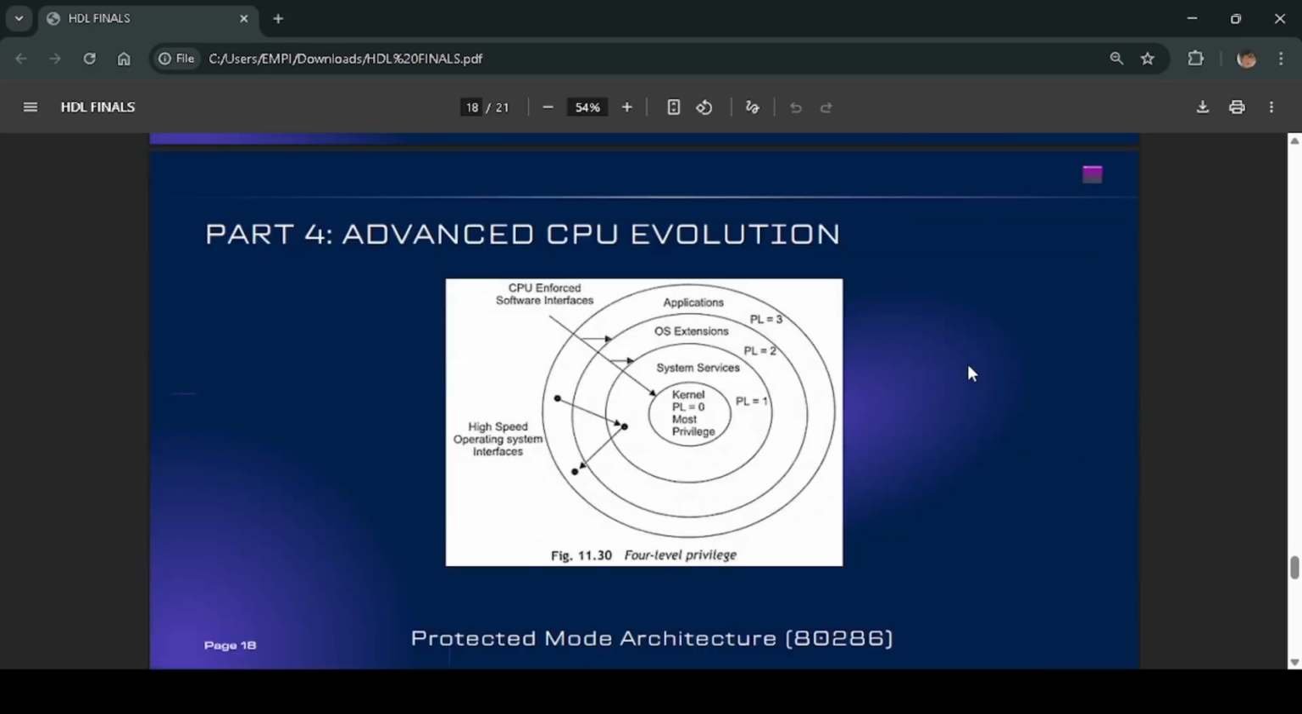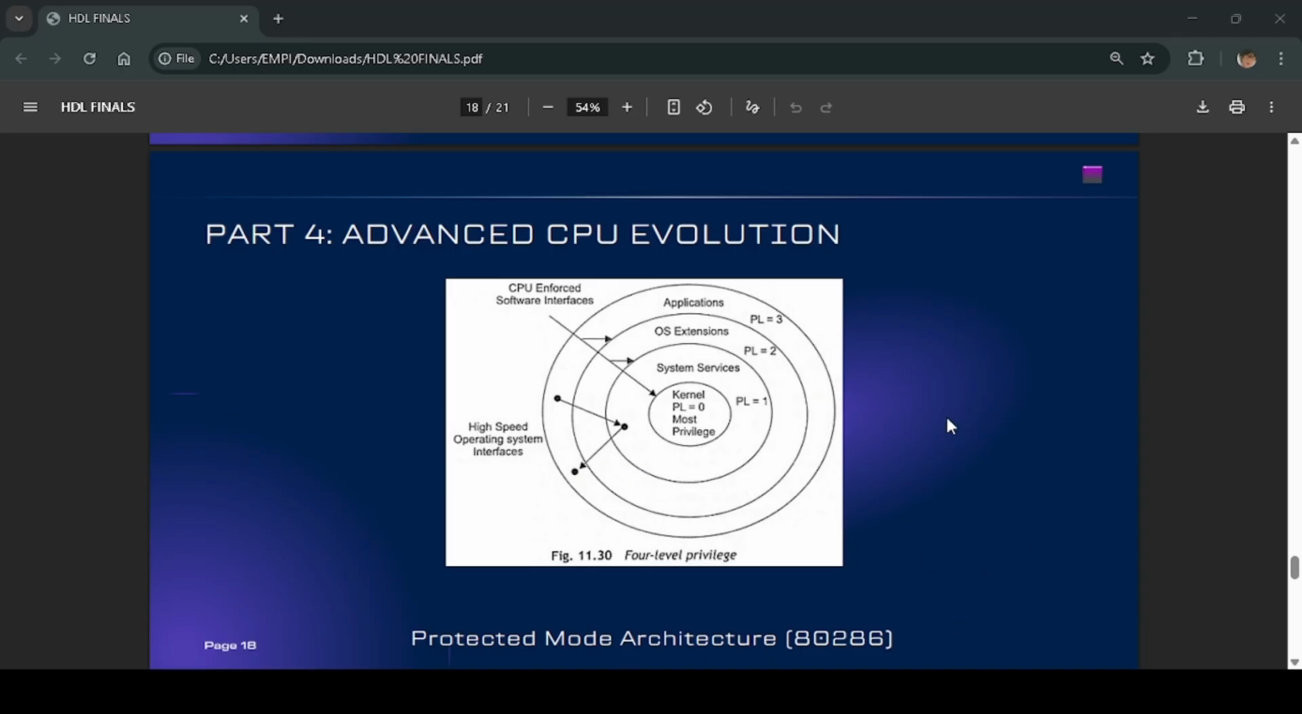Next is the protected mode architecture of the 80286. The Intel 80286 marked a bold attempt to bring mainframe-grade stability to the PC with protected mode. This was a revolutionary new operational state that introduced hardware-enforced memory protection and a four-level privilege system.